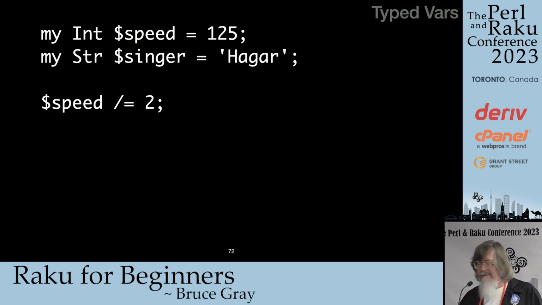So, if I do this, what will happen? Is speed going to end up being 62 or 63? Want to guess before you try? Say again? So you guess a runtime error. Why would it error?